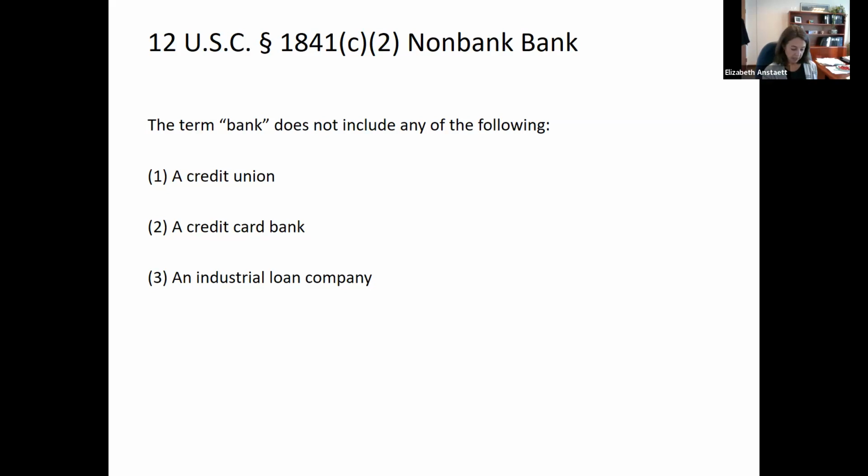The remaining popular type of non-bank bank is the industrial loan company. You might remember that we've talked about that. It's a type of state chartered bank. And when this was adopted, which was 1987, what it says in the definition of an industrial loan company is that it has to be an industrial loan company that is chartered under the laws of a state that existed on March 5th of 1987. So this is this grandfather concept. So they grandfather in existing industrial loan companies, and they also grandfather in the state laws.